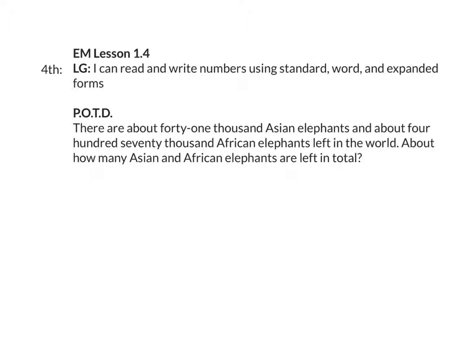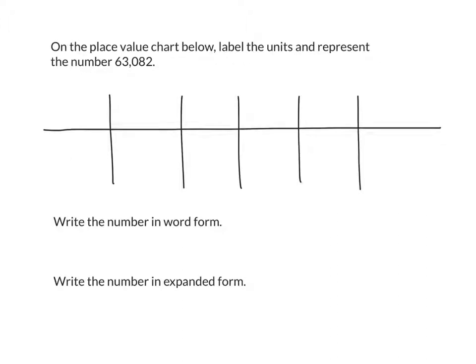Today what we're going to do is read and write numbers using 3 different ways. Standard form, which is your normal way using numbers. Expanded form, which is when you think about the different place values. And word form, which is when you use words. On this place value chart that you're going to draw for yourself, first label the units. Okay, so draw yourself a place value chart and label the units.